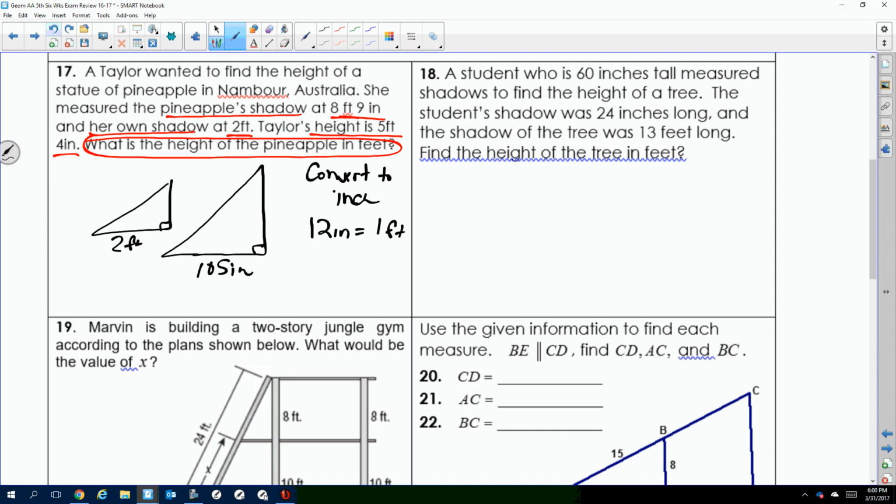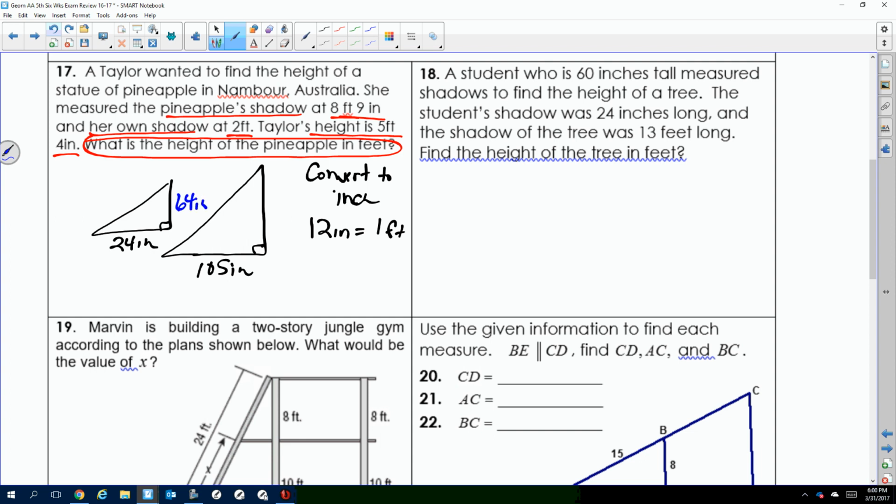And then 2 feet, change to inches. That's just 2 times 12. So that gives me 24 inches here. And then her height, well, Taylor's height, that's vertical. That's going to be here. Her height is 5 feet 4 inches. Well, that means we've got to convert that as well. So that would be 64 inches.